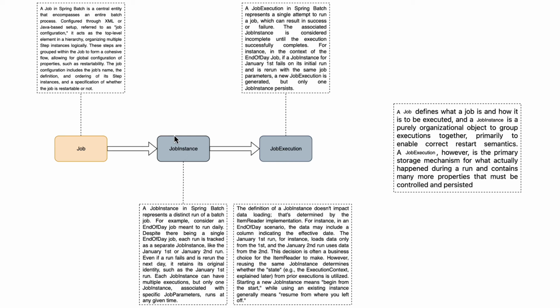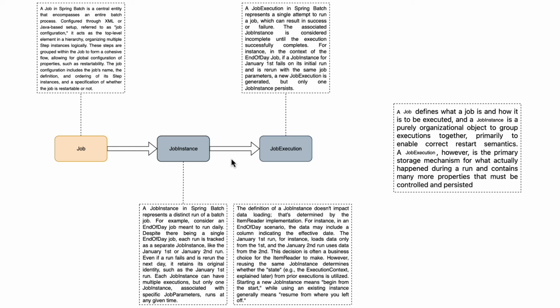So a job instance can have multiple executions, but only one job instance is associated with specific job parameters at any given time. The definition of a job instance doesn't impact data loading. That's determined by the item reader implementation. For instance, in an end-of-day scenario, the data may include a column indicating the effective date. The January 1st run loads data only from the 1st, and the January 2nd run uses data from the 2nd. This decision is often a business choice for the item reader to make.